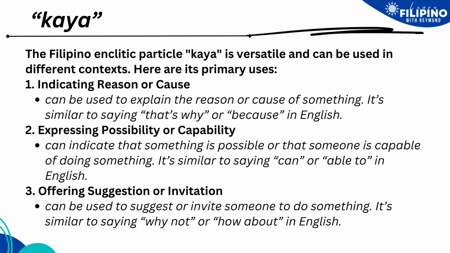The second one is expressing possibility or capability. It can indicate that something is possible or that someone is capable of doing something. It's similar to saying can or be able to in English. The third one is offering suggestion or invitation. It can be used to suggest or invite someone to do something. It's similar to saying why not or how about in English.